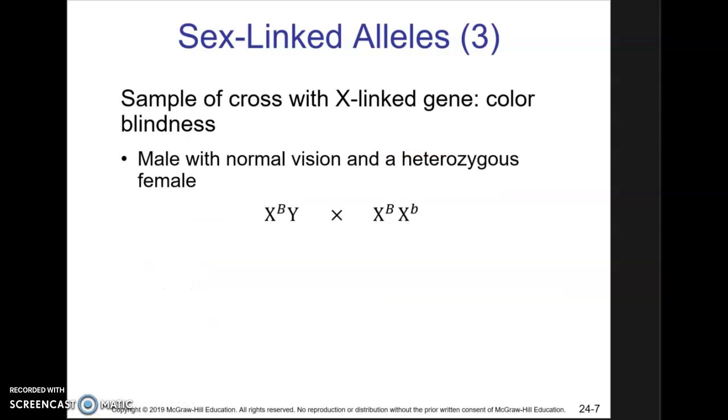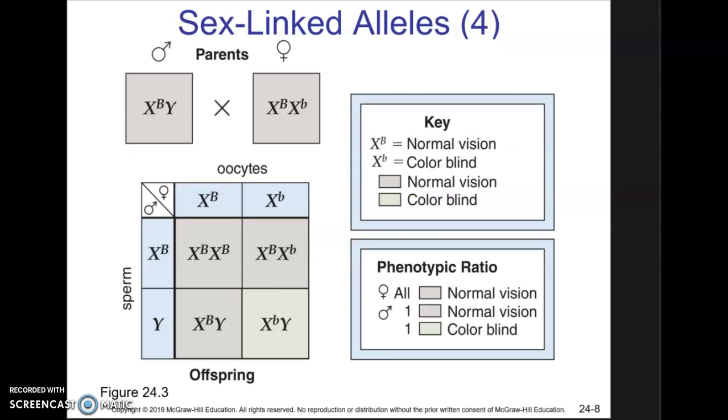Now let's look at a sample in which we are crossing a male with normal vision with a heterozygous female. Look at the heterozygous female: one has uppercase B and one has lowercase b. So if you look at this, what is the chance? Here, this is my oocyte, and we are doing the Punnett square, and here's the male. You can see that this is a normal vision female, a carrier in this case. Here is the normal male with normal vision. But here is the male who is going to have color blindness, right?